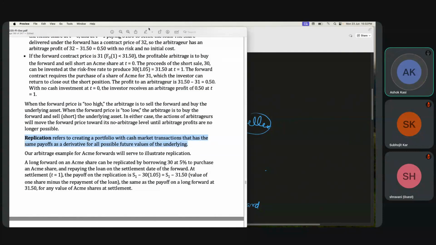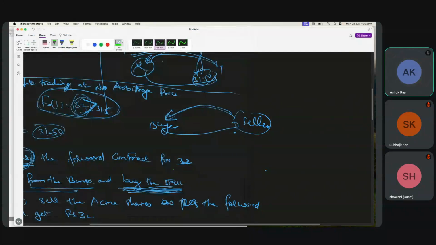This is the meaning. So overall, these two paragraphs you have to read. The rest you don't have to read. The rest is just whatever we have done. If you watch the video, that is enough.